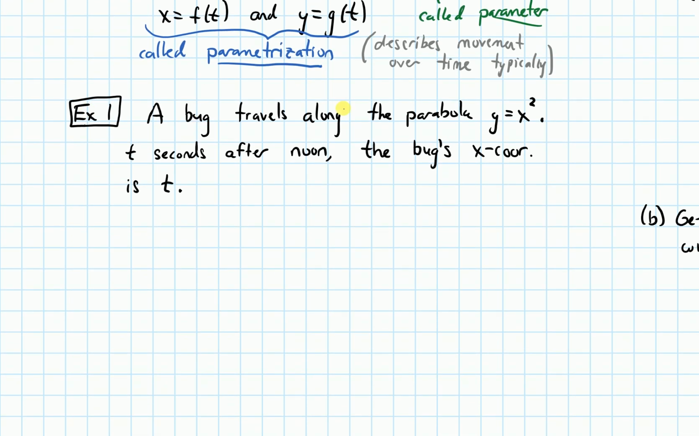So a bug travels along the parabola y equals x squared, t seconds after noon. The bug's x-coordinate is t. Okay, so a bug is traveling along this parabola, and this problem tells us that at a certain time, t seconds after noon, the bug's x-coordinate is t. So x, the x-coordinate, is t, where t represents time in seconds. If we take that x and plug it into y equals x squared, we get y equals t squared. And this is a parametrization.